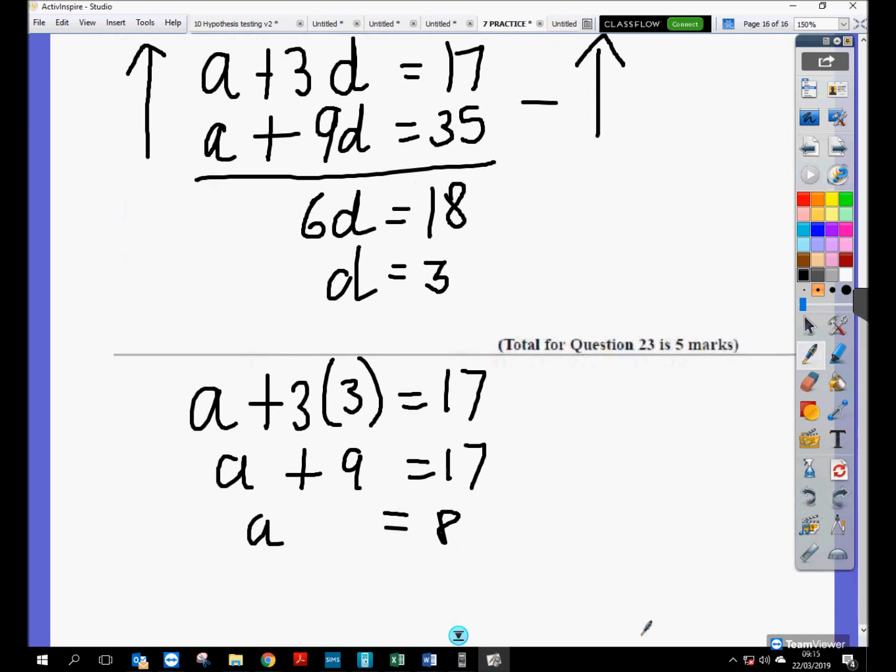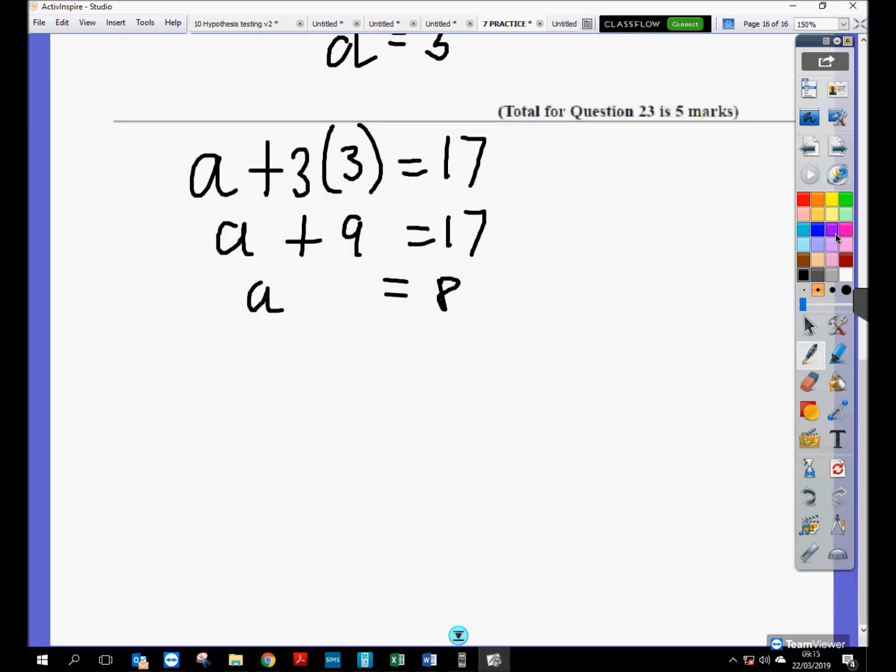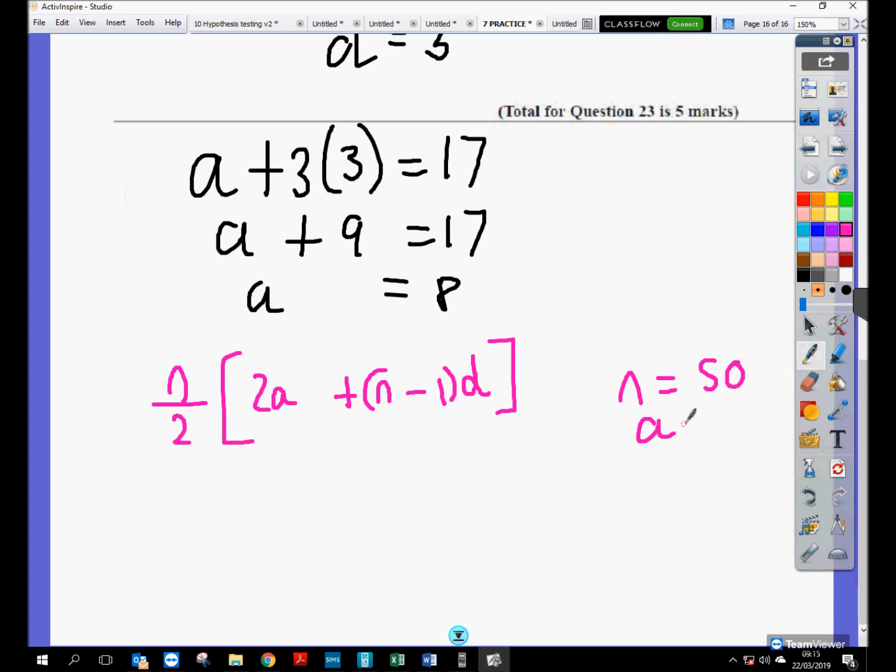Now, the question asks for the sum of the first 50 terms. The formula for the sum of n terms is on the formula sheet. It's n over 2, square brackets, 2a plus n minus 1 times d. So we have a situation like this. n is 50, it's 50 terms. a is 8, and d is 3.